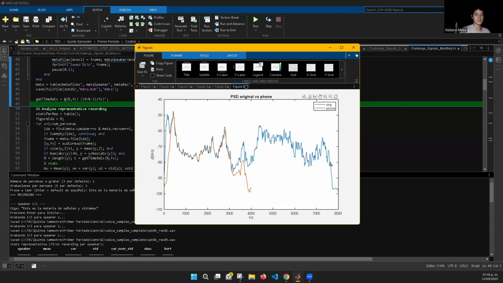Here we can see that the original signal maintained spectral content up to 8 kilohertz, while the telephone simulation eliminated frequencies below 300 hertz and above 3,400 hertz, preserving only the core formant region.